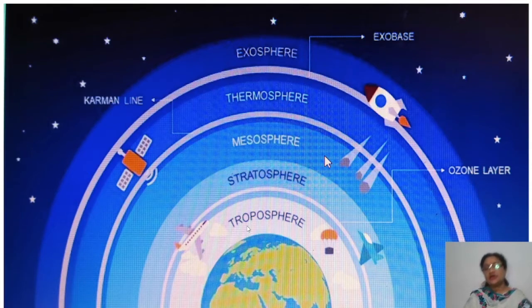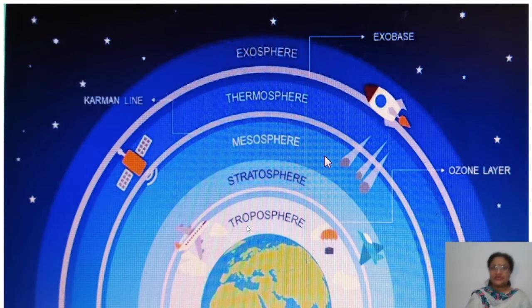And children, out of the entire mass of air present in the atmosphere, almost 70% of the total gases, mostly the heavier gases, are present in this layer, troposphere. And out of these 70% of the total gases, naturally the carbon dioxide and oxygen along with water vapor are all present within the limits of troposphere.